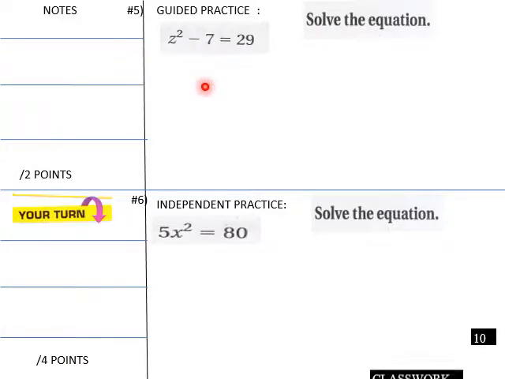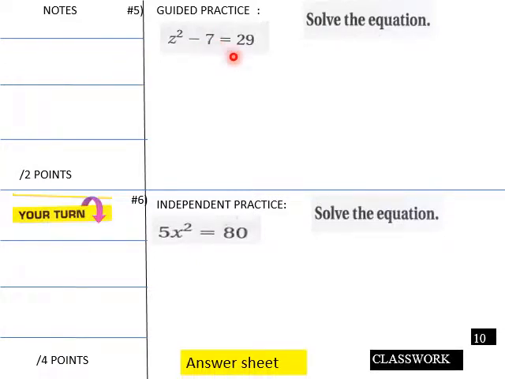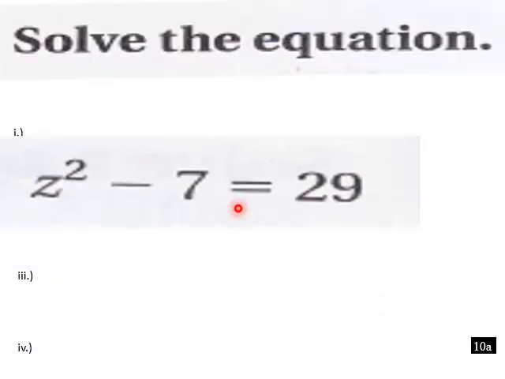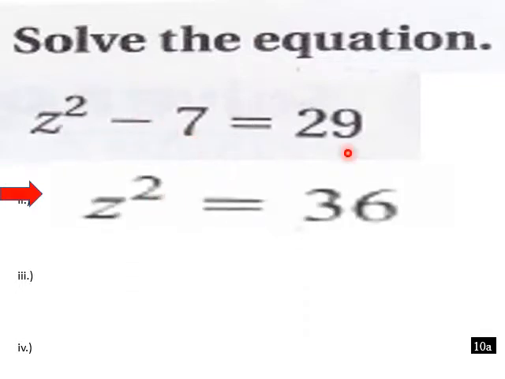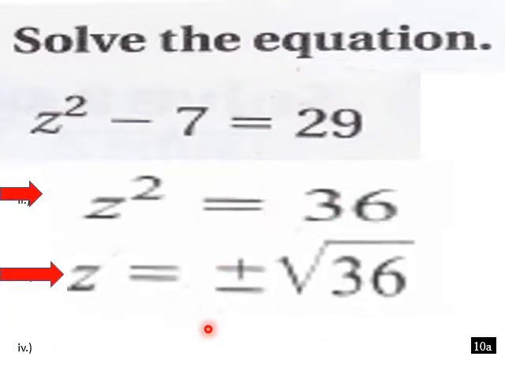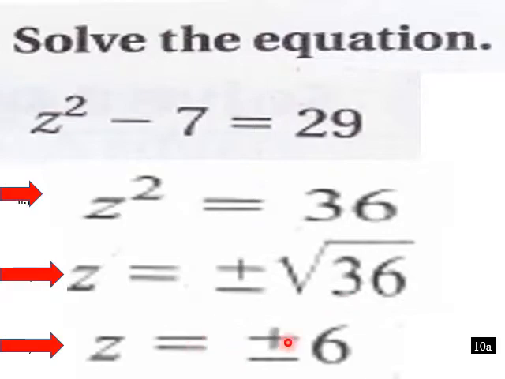Okay, into our next guided practice, let's try another one here. Z squared minus 7 equals 21. Students, this is yours here. Okay, our guided practice, we have this situation here. We're going to move over our 7, and we get 30. Z squared equals 36. Z equals plus or minus square root of 36. So Z equals plus or minus.